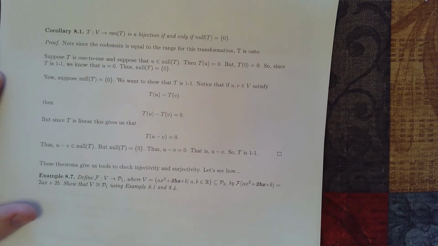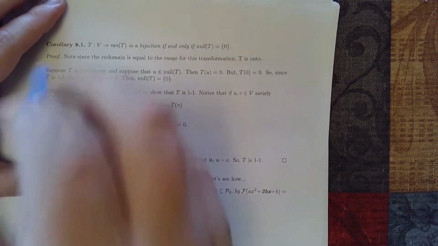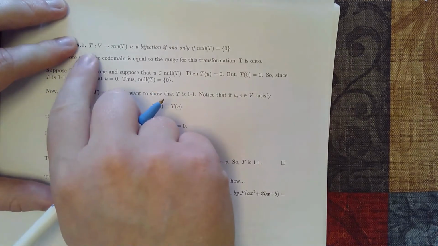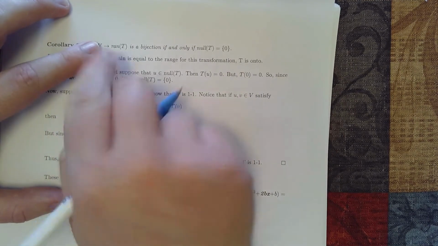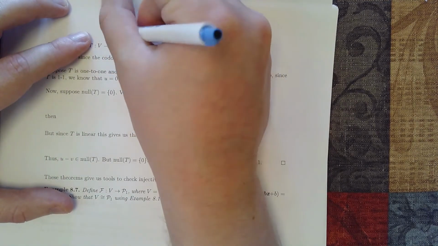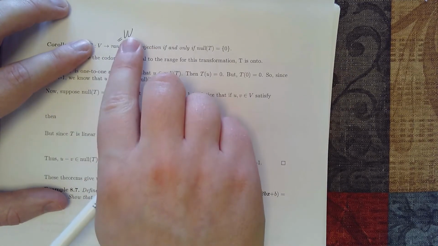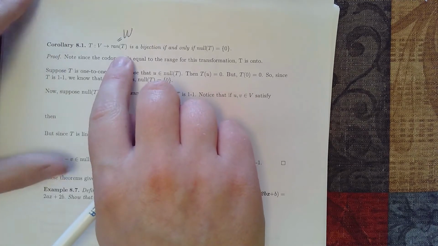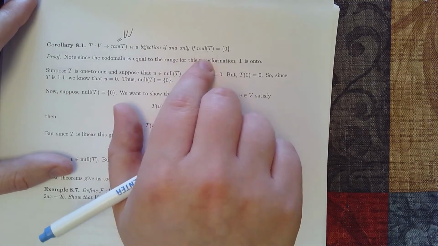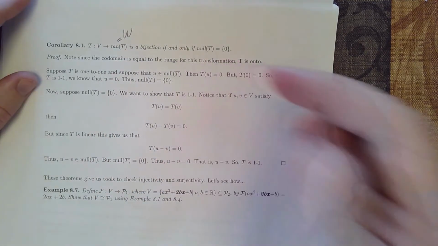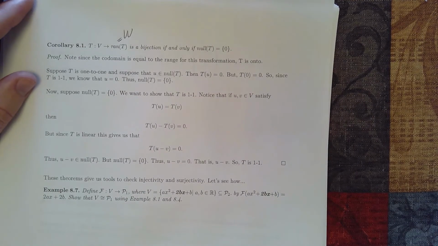So we can combine these results to say that a transformation going from V to the range space of T, which would need to be equal to the codomain in order for this to be a bijection, is going to be a bijection if and only if the null space for the transformation is equal to 0.